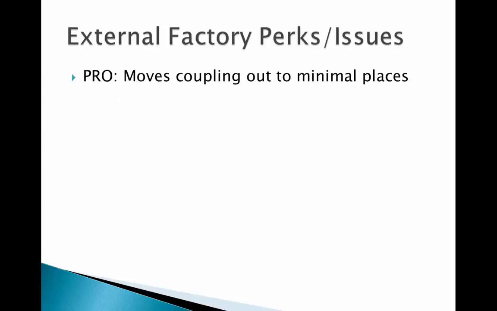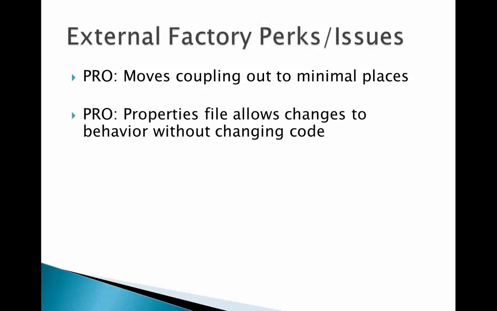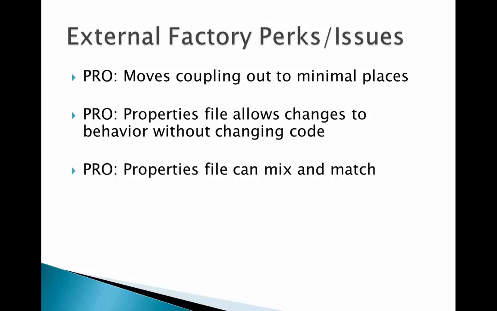So some pros and cons here. By using this external factory, we've moved the coupling out to a minimal place. So across the entire application now, we have one place referencing Camry or Taurus or whatever, or the abstraction of pulling it out of the properties file name. Another one here is that our properties file allows changes to behavior without changing code. So if we use that properties file, it's data driven now. We can configure it and deploy different properties files to get different effects. We can mix and match things.